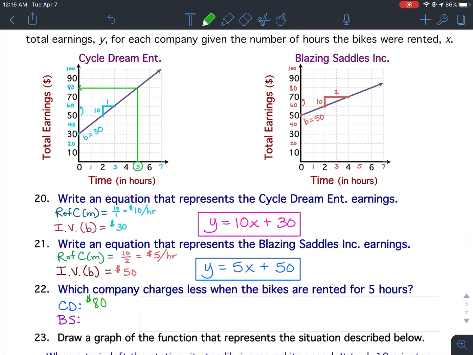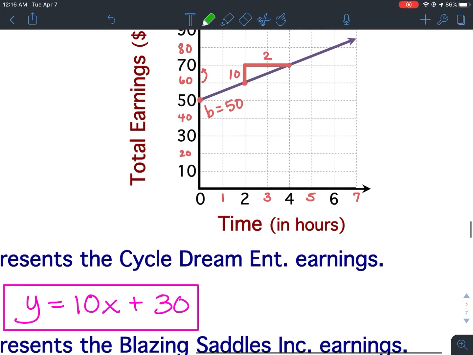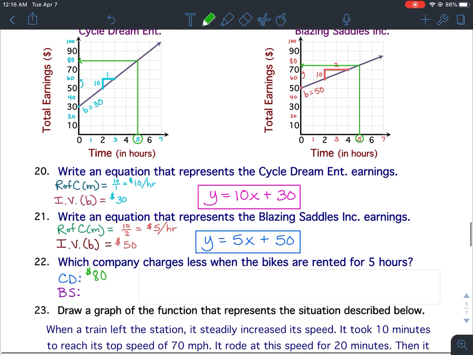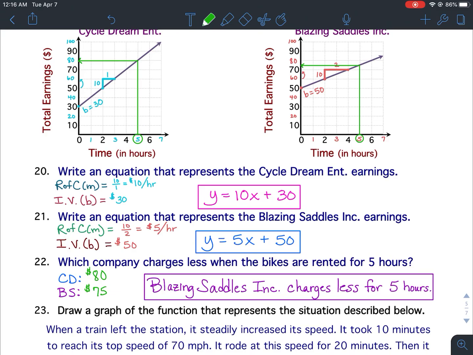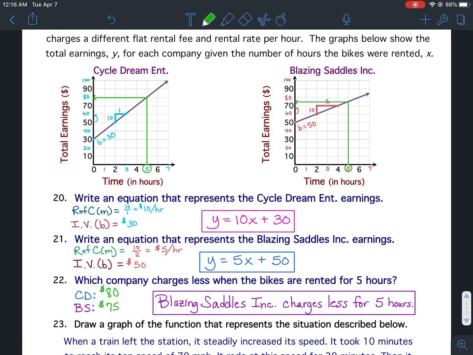Blazing Saddles. Here's my 5 hours. So I go from there up to where it touches the graph, and then over to the y-axis. Now, that falls between 70 and 80, and halfway between 70 and 80 is 75. So Blazing Saddles charges $75 for 5 hours. So which company charges less for 5 hours? Blazing Saddles Incorporated charges less for 5 hours. All right, that's questions 20 through 22. If you have any questions, please let me know.